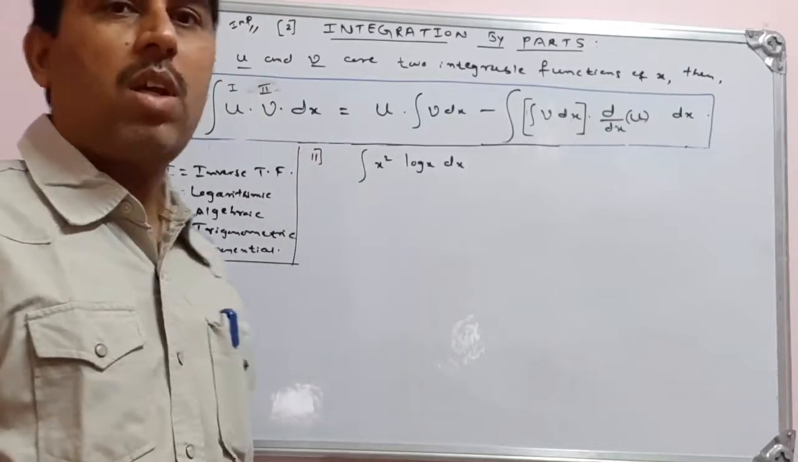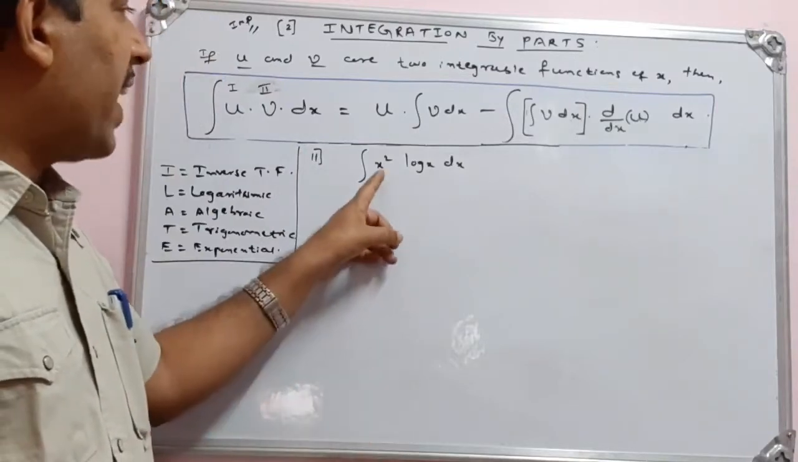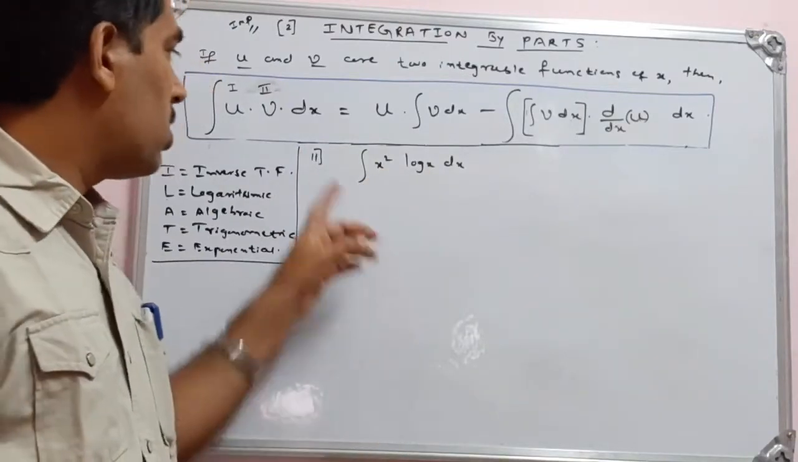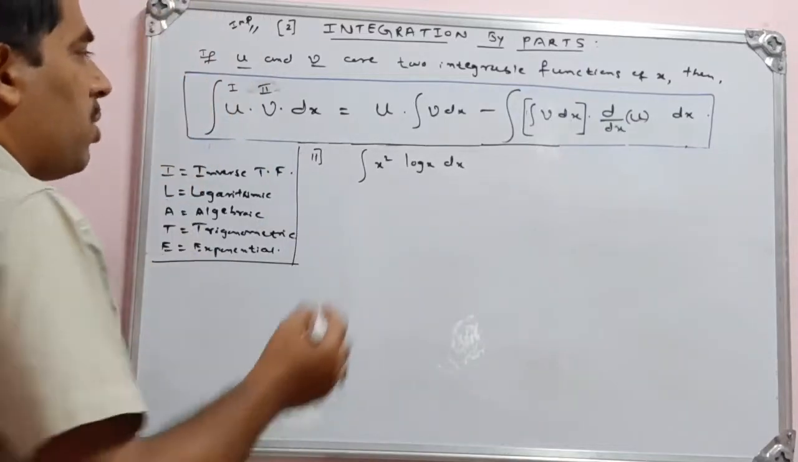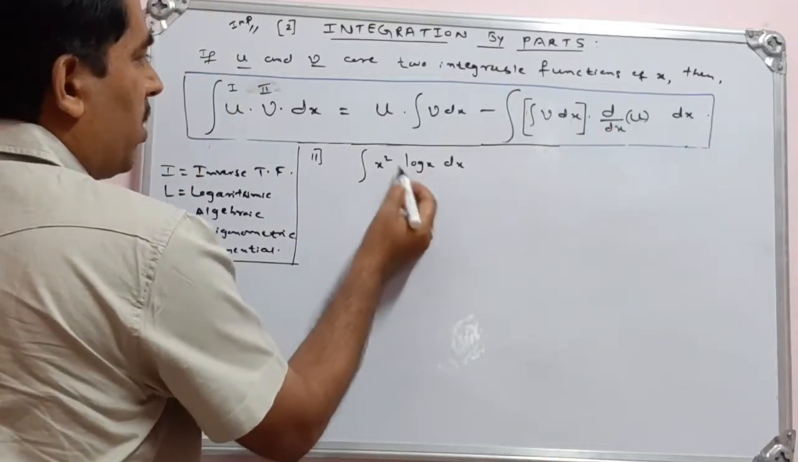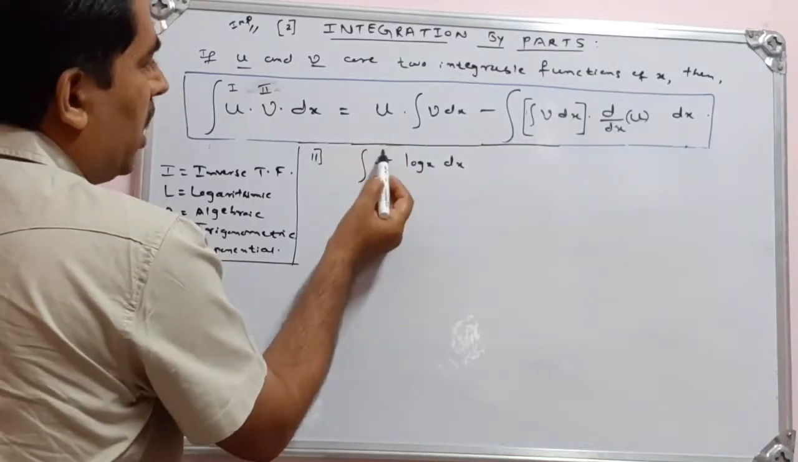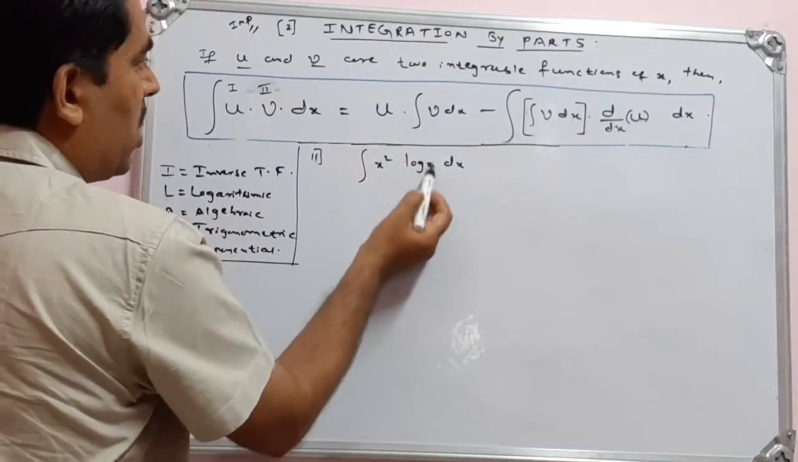So I have considered another example: integration of x square log x with respect to x. I have given the number also, so 11th. Let us continue to consider some problems in this session. Observe this. First function is x square, second function is log x, as given in the problem. Here the first is an algebraic function, the second one is a logarithmic function.